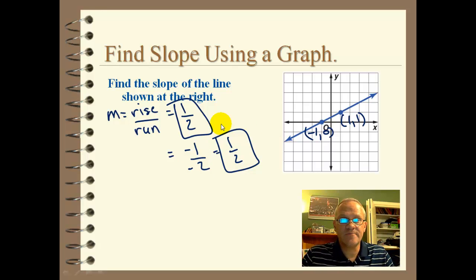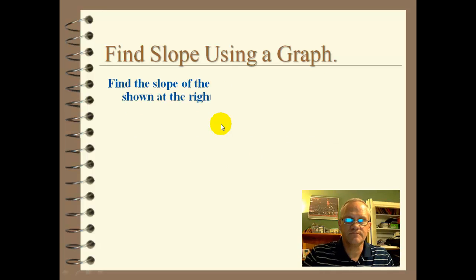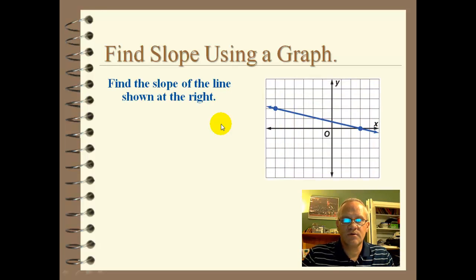So once again, just like in the formula, it doesn't matter which one you put first and second, as long as you keep it the same the whole way through. Here, it doesn't matter which point you start with, and which one you go to. It's going to give you the same slope either way. Okay, slope of 1/2. All right, how about this one? Let's count this one out.